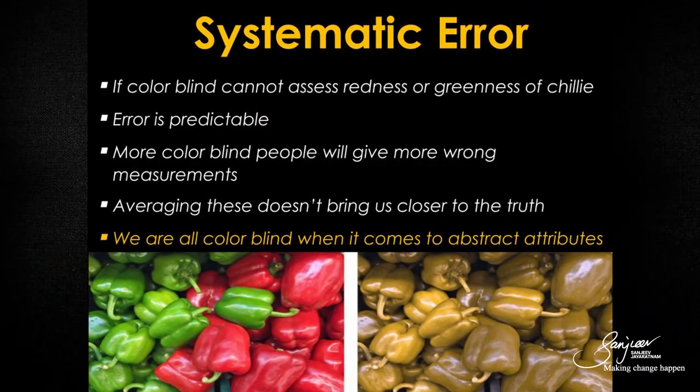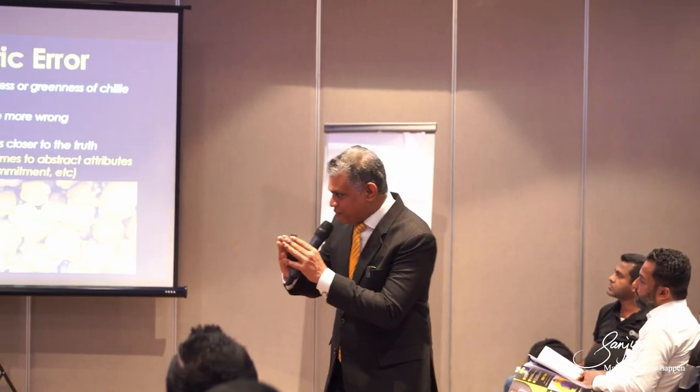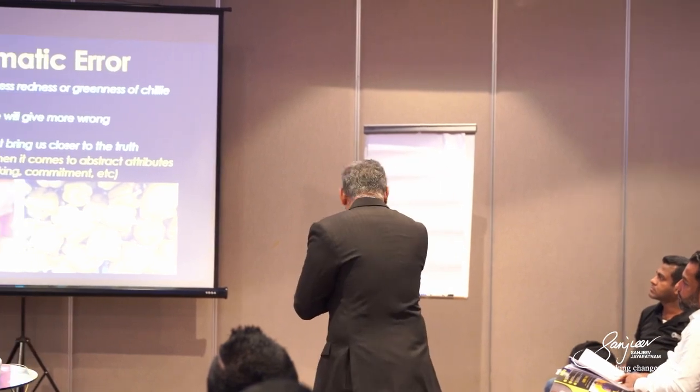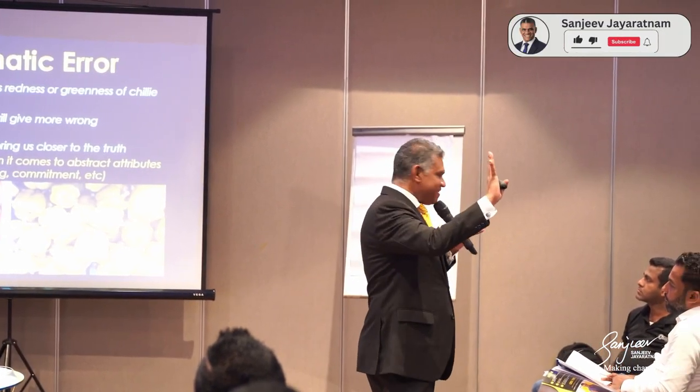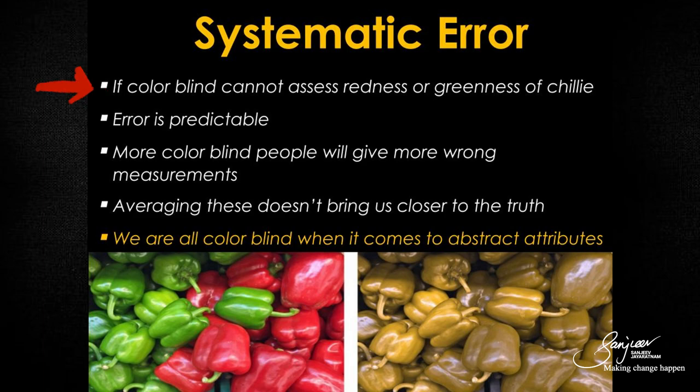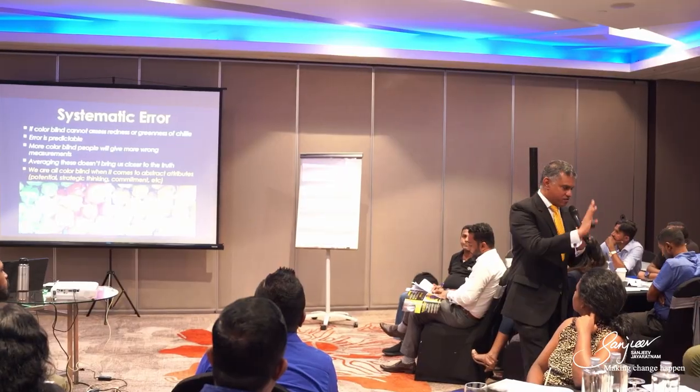Even if we take everything that those colorblind people are saying and we put it onto a graph and we look at the average, that is still not going to tell us anything about that. Are you all understanding that point? Did we understand? Can I have a show of hands? Did you understand that? Ahmed, good. So if people are colorblind, they cannot assess the redness or greenness of the chili.